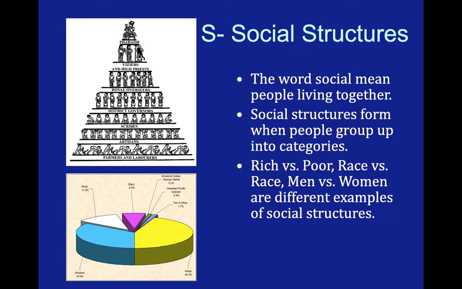You can see the image on the left-hand side is actually from ancient Egypt, and we have the pharaoh at the very top. And then as the little pyramid, the triangle gets larger and larger, you end up with your poorer people and your laborers. There was even another level below this for people in Egyptian society. So we're looking at all the aspects of how people live together when we're talking about social structures.